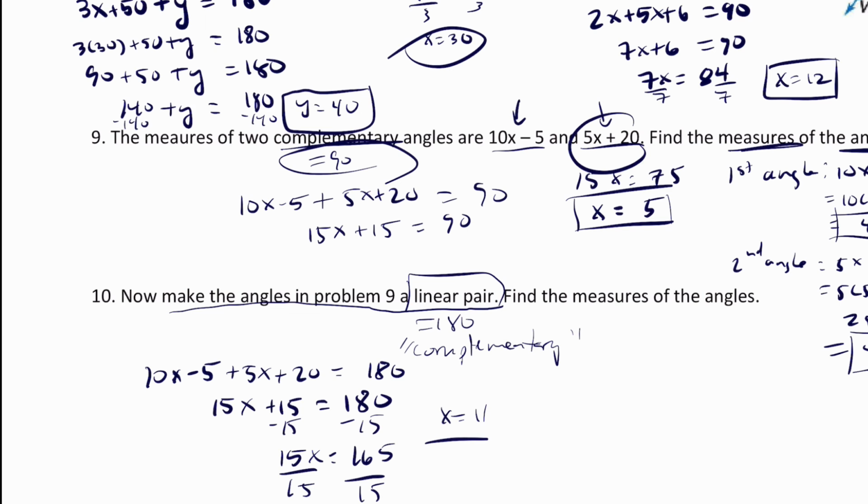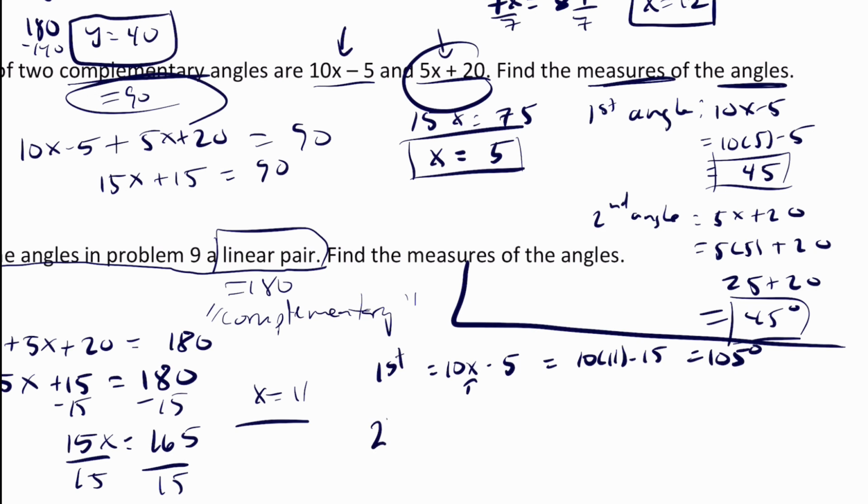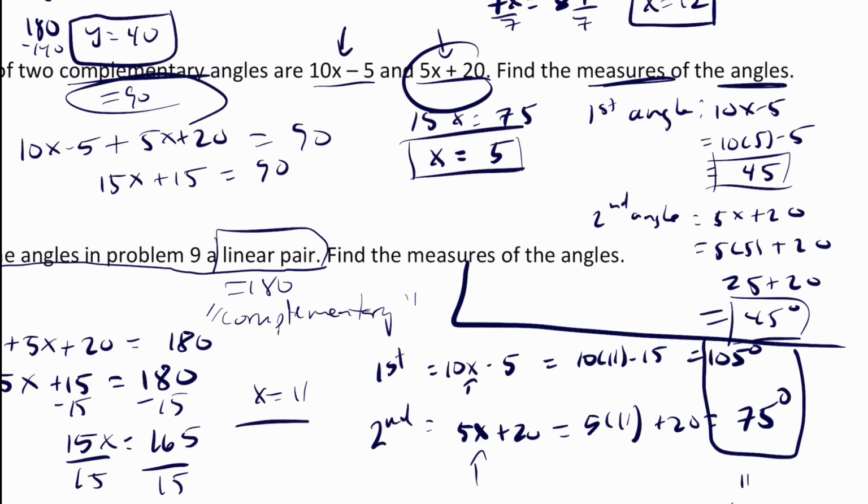There you go. Again, I'm not looking for x, but x will be helpful to plug into my first and second angles. So the first angle is 10x minus 5. Replace that x with 11, so you get 10 times 11 minus 5, which will give you 105 degrees. And then the second is 5x plus 20. Replace this x with 11, so you have 5 times 11 plus 20, which is equal to 75 degrees. And there you go. If you add these two together, you should get 180 degrees, and that checks out.